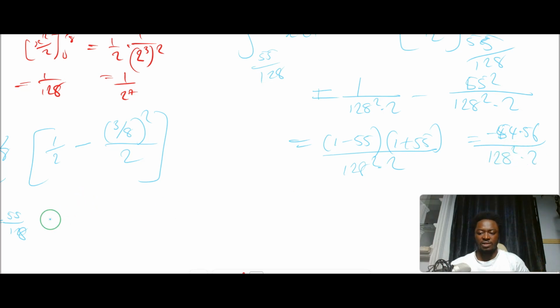So let's check. You have negative 54 times 56 divided by 128 squared times 2. So you have negative 189 over 2048. Let me even check the official solution. This is a very weird answer. Very weird answer.